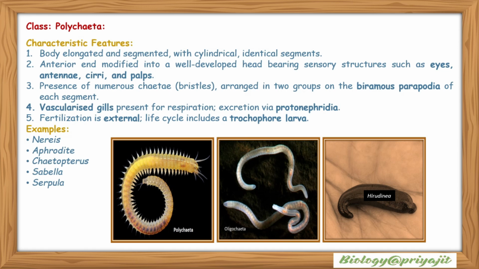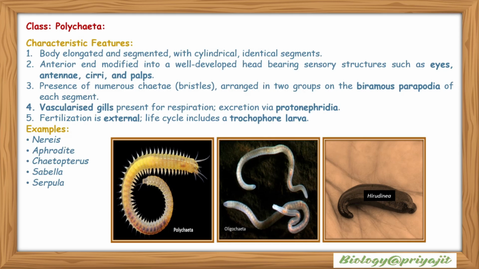Class Polychaeta. The characteristic features: body is elongated and segmented with cylindrical identical segments. Their anterior end is modified into a well-developed head bearing sensory structures such as eyes, antennae, cirri and palps. Presence of numerous setae or chaetae arranged in two groups on the biramous parapodia of each segment. Vascularized gills are present for respiration, and excretion is via protonephridia. Their fertilization is external and the life cycle includes a trochophore larva. The examples include Nereis, Aphrodite, Chaetopterus, Sabella, Serpula.